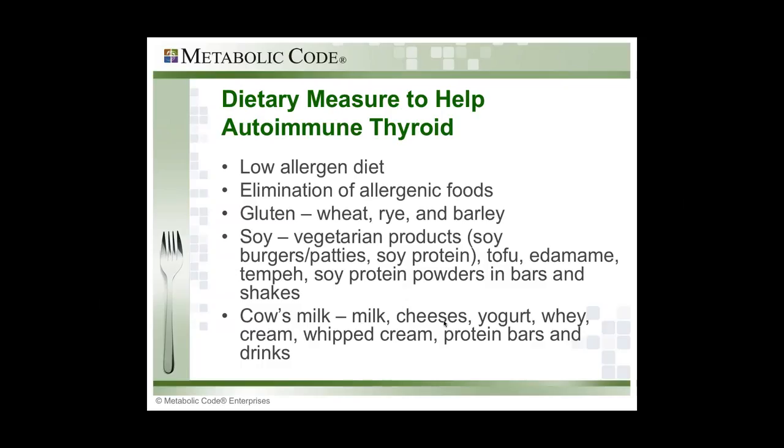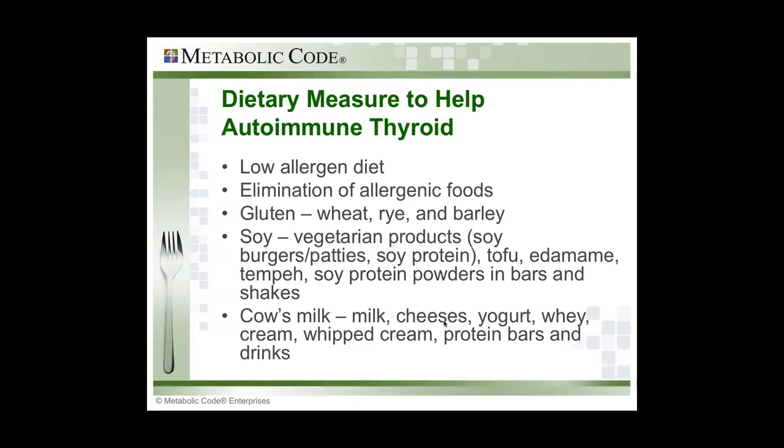Soy is a highly allergenic food as well. So it will be not just in vegetarian products like soy burgers and patties and textured vegetable proteins and things like that. But you really have to look for soy now in things like soy proteins added to protein bars or snack bars, soy protein in shakes, and of course just anything that's made with soy like tofu and tempeh. And now edamame is pretty popular. And we take cow's milk out as well.